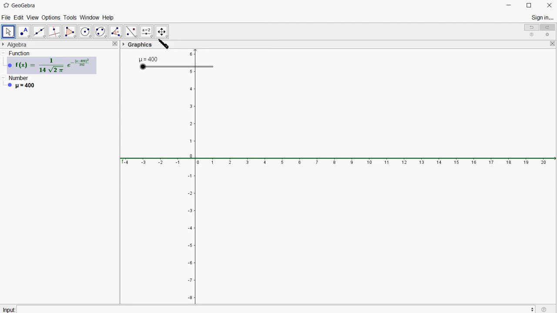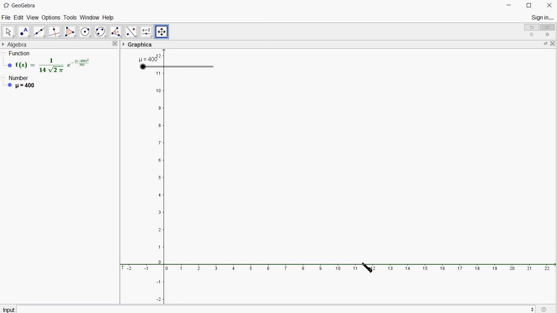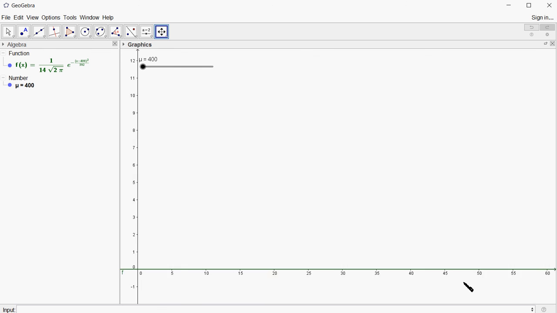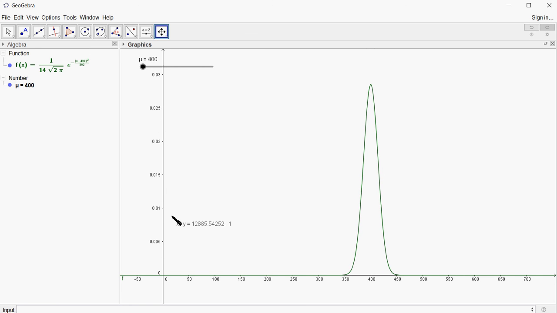Then I'm going to rescale a little bit so that we can see the picture. The mean is at 400, so I'm going to shrink the x coordinates so that we can see the picture around 400. So just keep on shrinking. You can see a little bump here. Then I'm going to stretch it out so that you can see the actual curve. Maybe a little bit more. Oh, that's too much. Alright, so we have that.